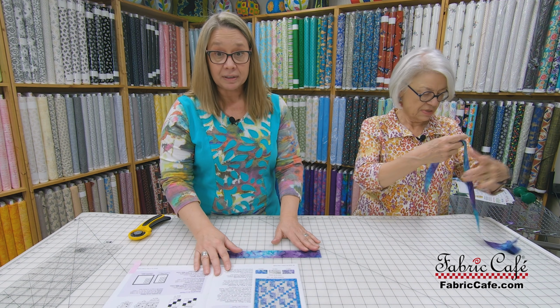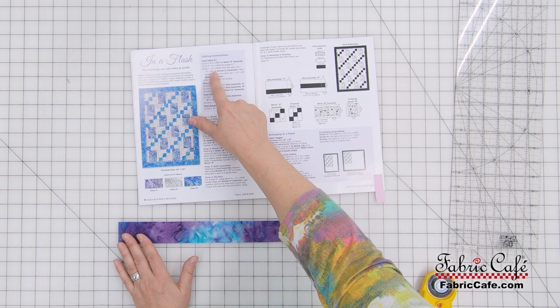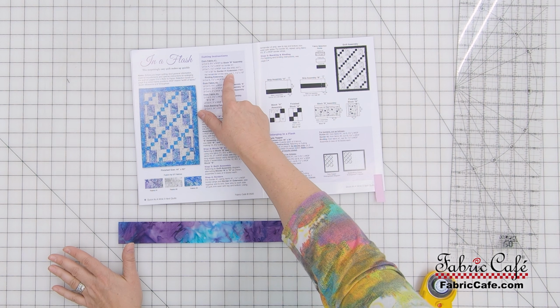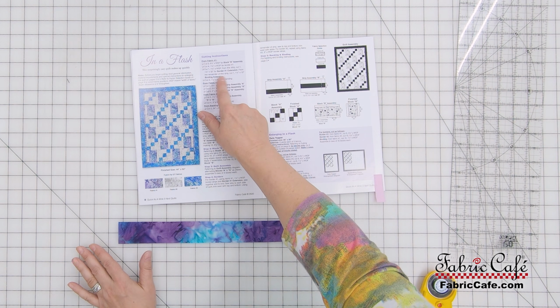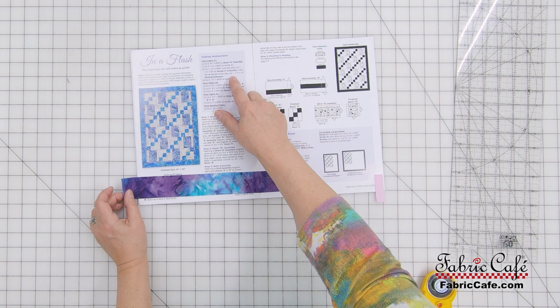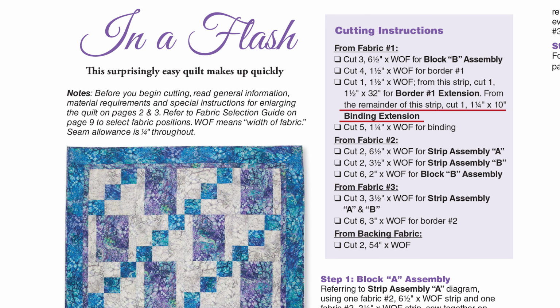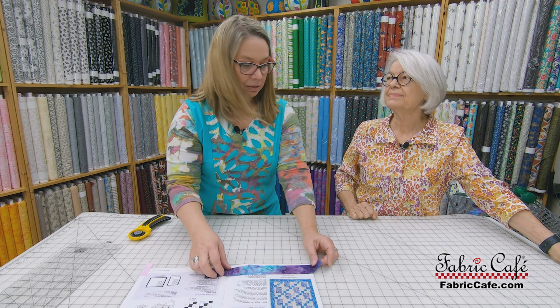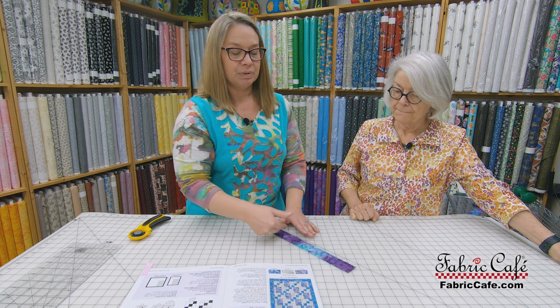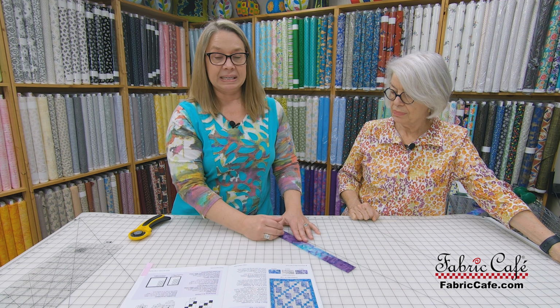Now, what are you going to do with that little extra piece there? Well, I'm going to go back to my pattern. It says from this one strip, I'm going to cut a border extension. That's what I just cut. That was 1 by 32. Now from the remainder of the strip, which is this little piece here, I'm going to cut one piece that's 1 1/4 by 10 inches for my binding extension. In that case, I don't have to sit here and cut this. I think you get the idea. I would trim this down to 1 1/4 by 10.